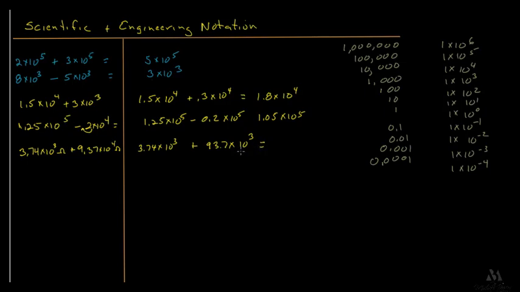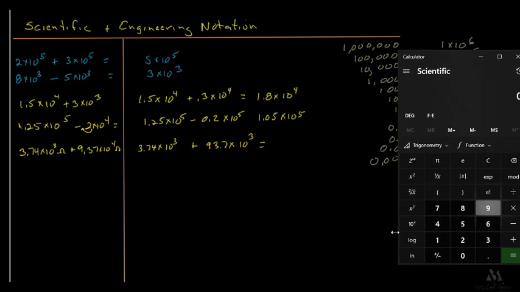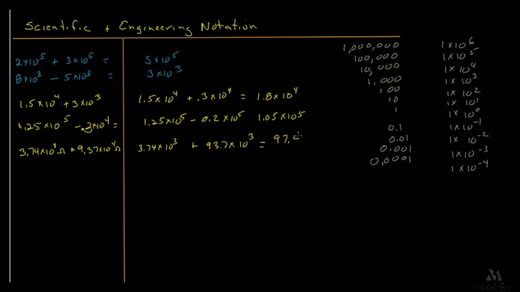And what do we get? I'll just throw the calculator up here. 93.7 plus 3.74. So we get 97.44 times 10 to the third. I've only got 3 significant figures here and here, so we're going to call this 97.4 times 10 to the third.